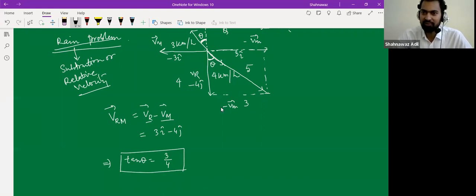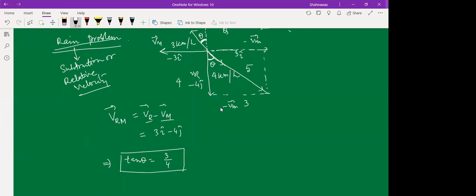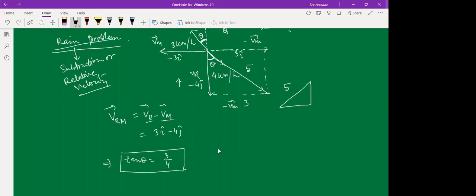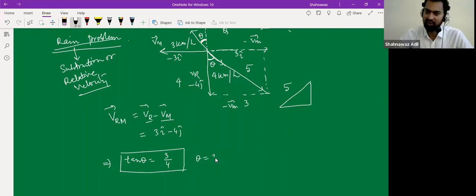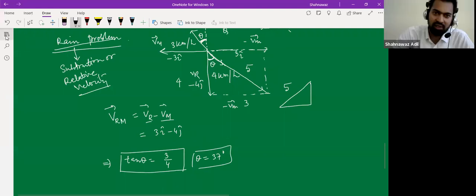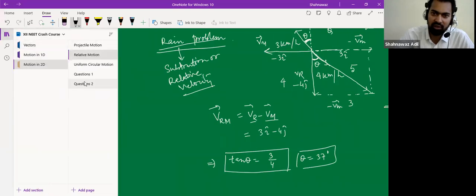Right or wrong? Yes, sir. So this is 5, and you know that opposite to 3 is what angle? Remember the right angle triangle. So this was 37 degree. So theta is 37 degrees. So we should hold the umbrella at 37 degree with the vertical. Understood? Understood this question? Yes, sir. Okay. So let's just do some problems based on this.